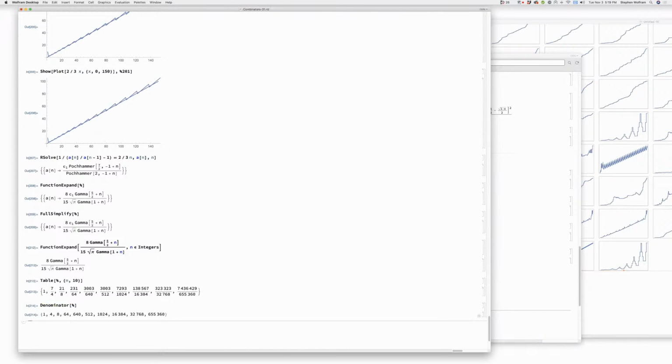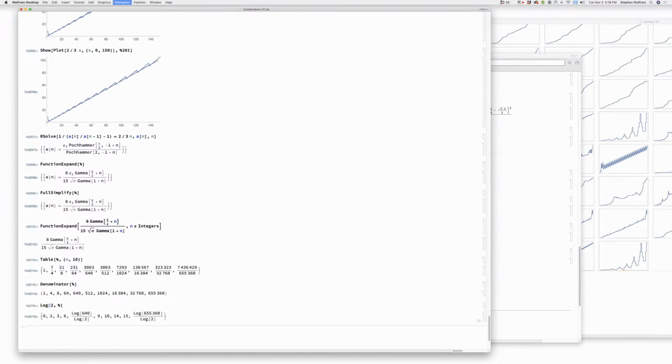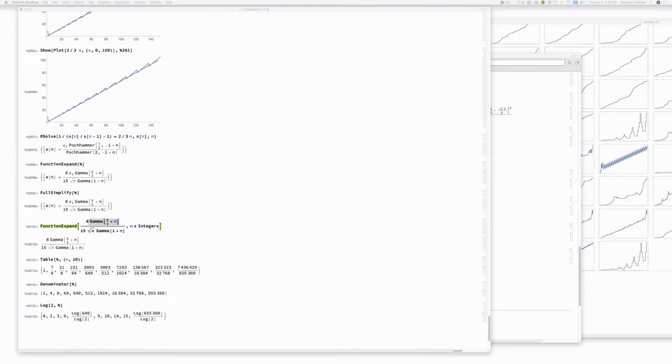And let's say log to the base 2 of that. Oh, great. 2, 3, 6, 9. Well, that wasn't such a hot idea because those denominators don't all work out. Okay, well, gamma of n plus 1. Boy, am I going to have to go look at this? I wonder whether I could feed this in.